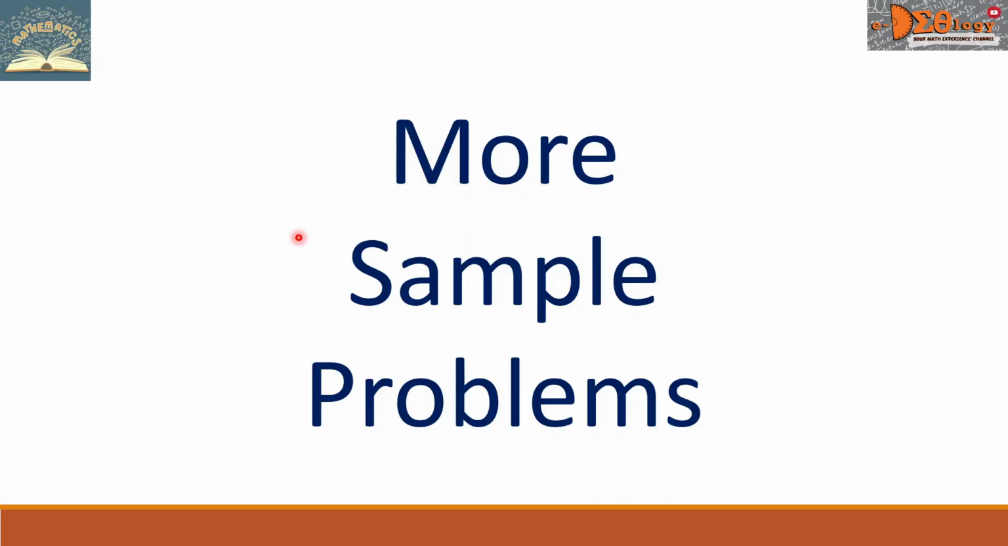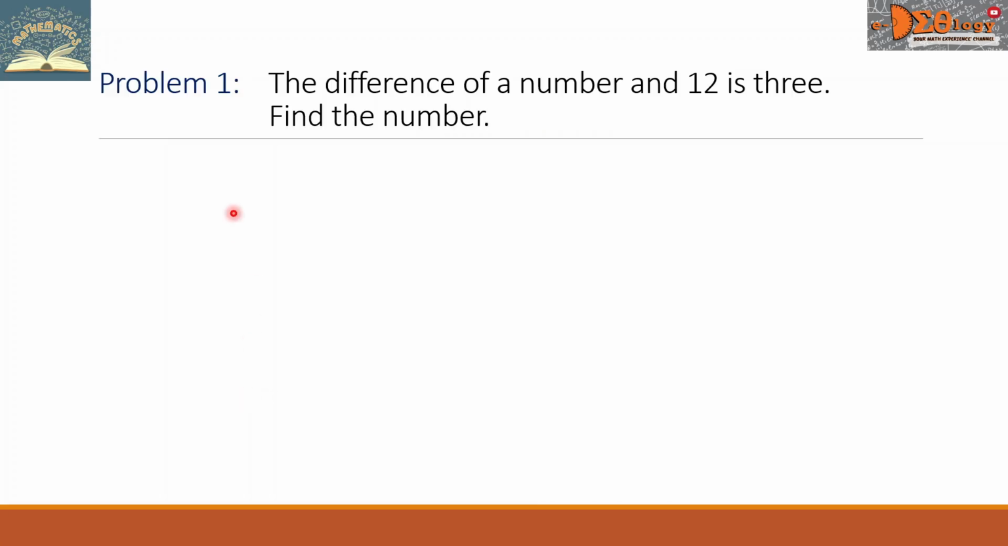Let us have more sample problems. Problem 1. The difference of a number and 12 is 3. Find the number. We let n to be the number. Then we translate this statement into an equation. The word difference here means subtraction or minus. That means the number we subtract by 12 and the answer is 3. So we write n minus 12 equals 3.